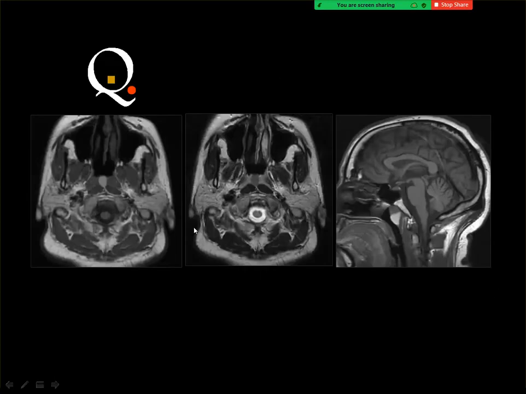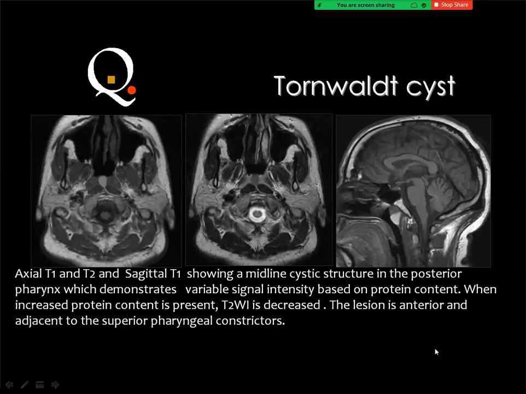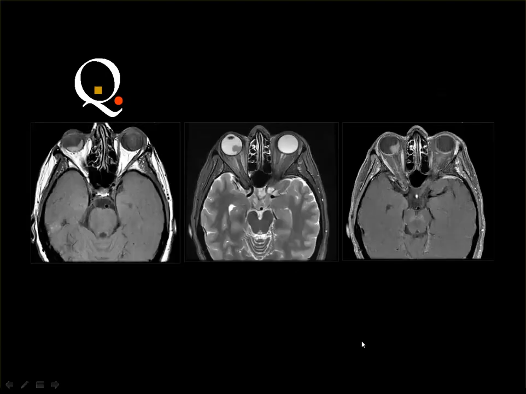And these images of the nasopharynx show the typical appearance of a Tornwaldt cyst, which is located exactly in the midline. It may contain proteinaceous fluid, so it will appear of some brightness in T1 and less bright in T2, and may show a mixed signal in the sagittal images. This is a Tornwaldt cyst, an incidental finding, and it should not be stressed in the reports.